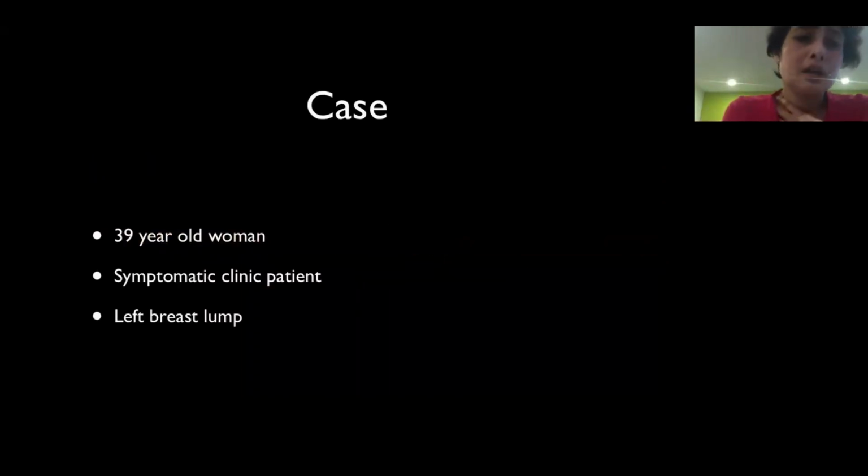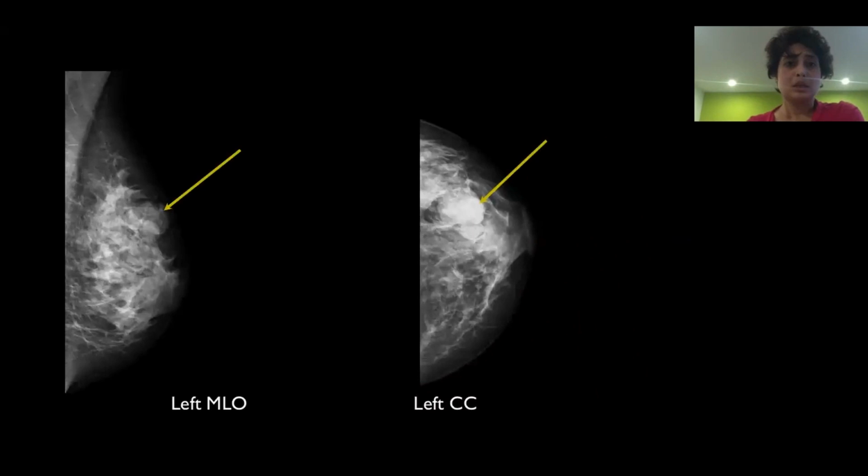Next case is a 39-year-old woman who was seen in a symptomatic clinic, and she had a left breast lump. So the MLO and CC view, left breast, quite a well-defined lesion. So this is how you would present it in the FRCR exam. These are the MLO and CC views of the left breast. The mammograms appear adequate. I can see the pectoralis major muscle and the inframammary fold.